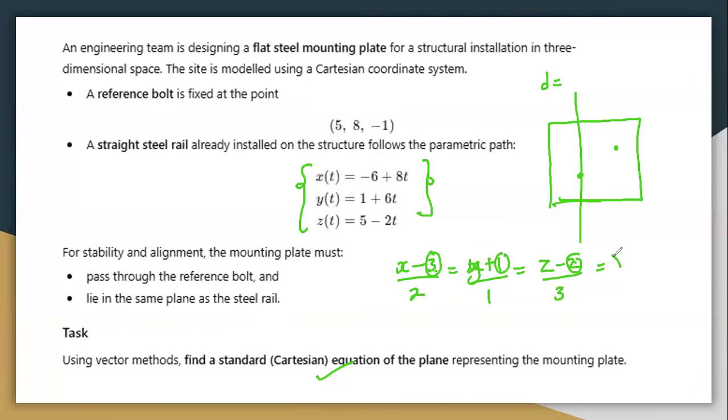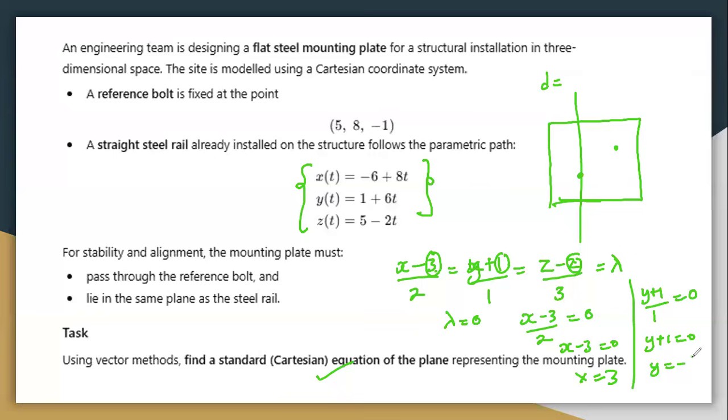So this one is always equal to this lambda. If it is confusing you, always say when lambda is equal to 0, so you'll have x minus 3 out of 2 is equal to 0. So your x minus 3 will equal 0 and x is equal to 3. Then you could do the same. y plus 1 out of 1 is equal to 0, so y plus 1 will equal 0. y is equal to negative 1.